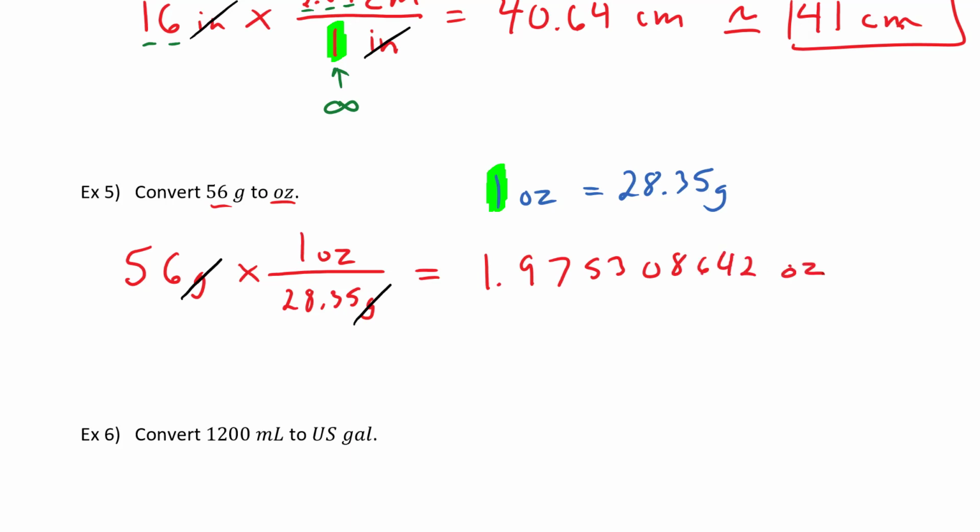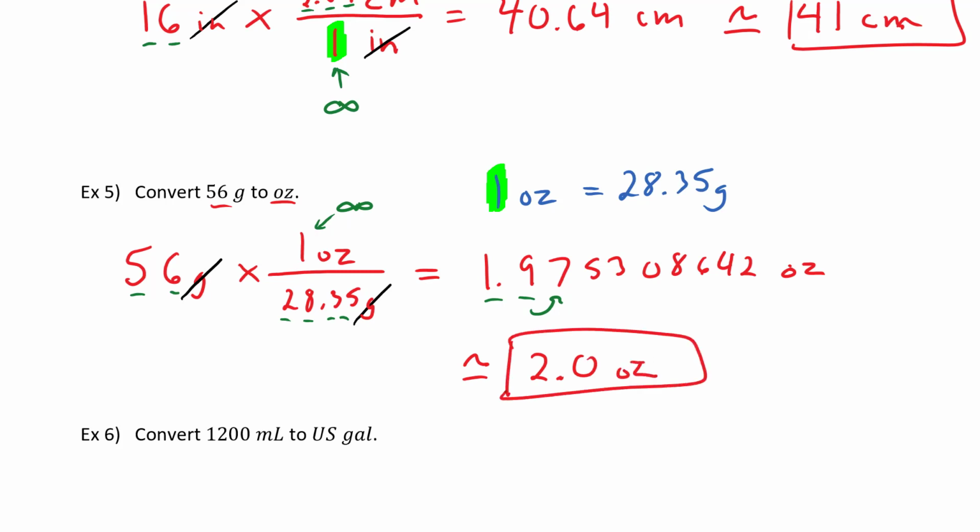Now significant digits. I have 2, I have 4, I have infinity. So I'm rounding this off to 2 digits. So this is approximately equal to 2.0 ounces. Notice I need to have that 0 there because it has to be 2 significant digits. Don't forget that.